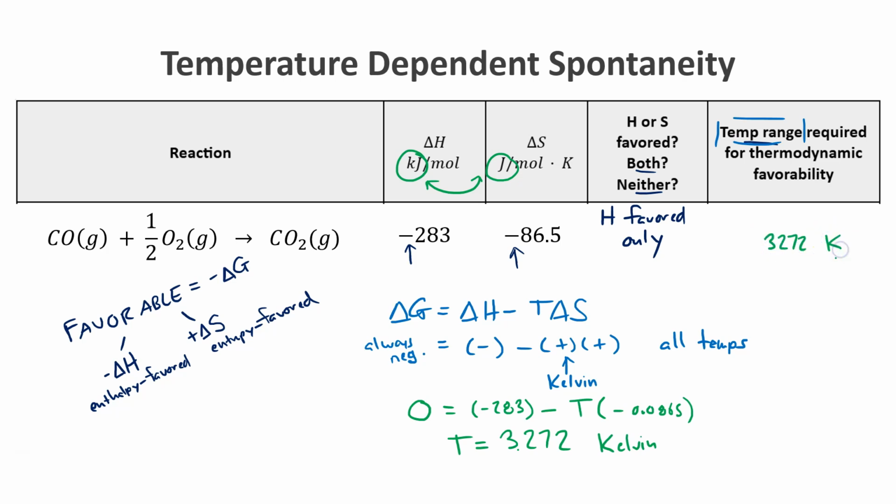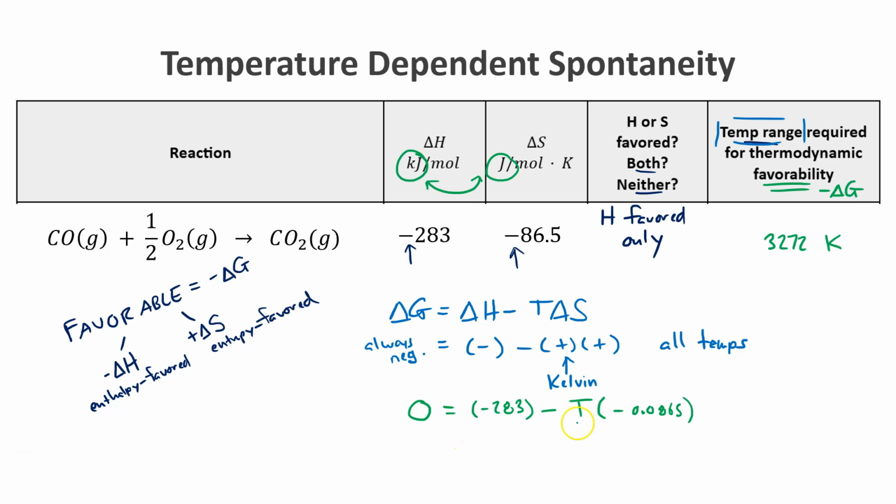That's when it switches from being spontaneous or not spontaneous, favorable to not favorable, negative delta G to positive delta G. The only thing we haven't clarified is to be specifically favorable, so specifically to get a negative delta G. Do I want the temperature higher than 3,272 or lower than 3,272? That's the last thing we've got to figure out.